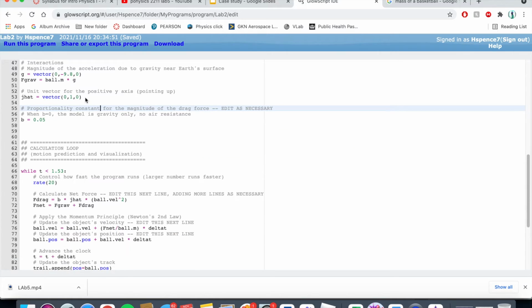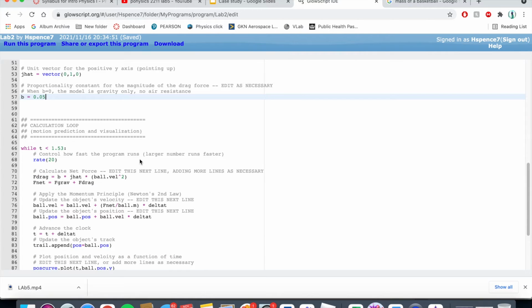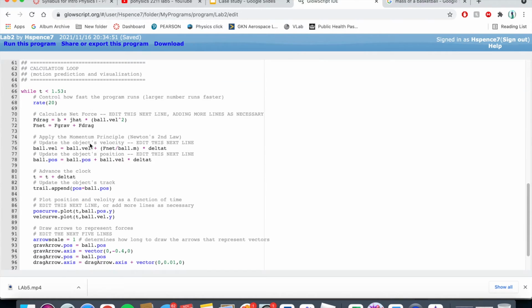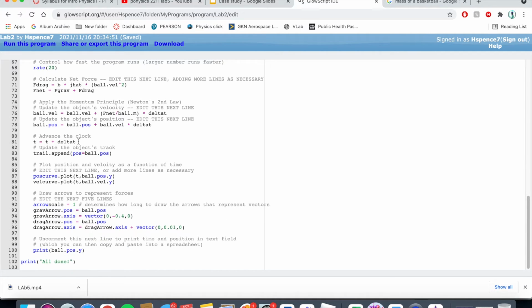We have a j-hat vector that's used for our drag. This is our drag proportionality constant. So right now we have it set up with drag to simulate the real world. Now here we apply our Newton's second law to calculate the drag force, net force, update the ball's velocity with our velocity update formula. We update our ball's position with the position update formula, and then advance the clock. Then we print our y values so that we can put these into Excel.